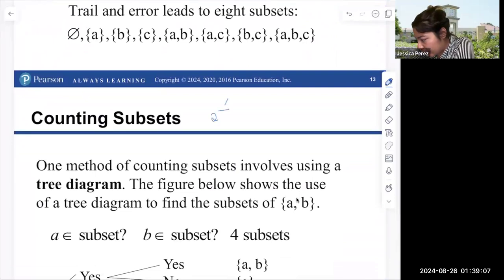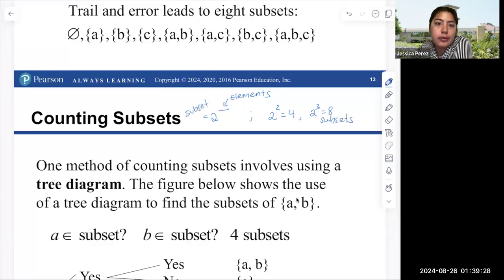As you practice, you're going to notice that there's a formula for counting subsets: 2 raised to the number of elements in the set. So before, 2 squared was 4 subsets, and 2 to the third was 8 subsets. This is how to count the number of subsets.